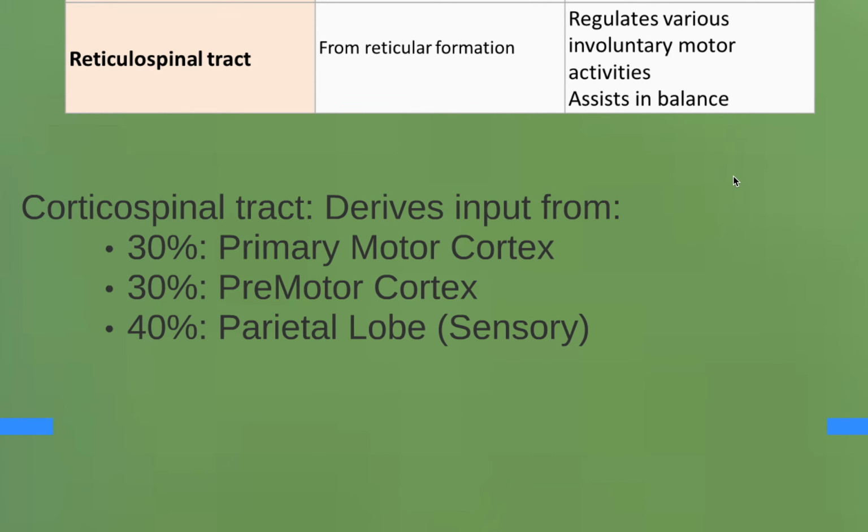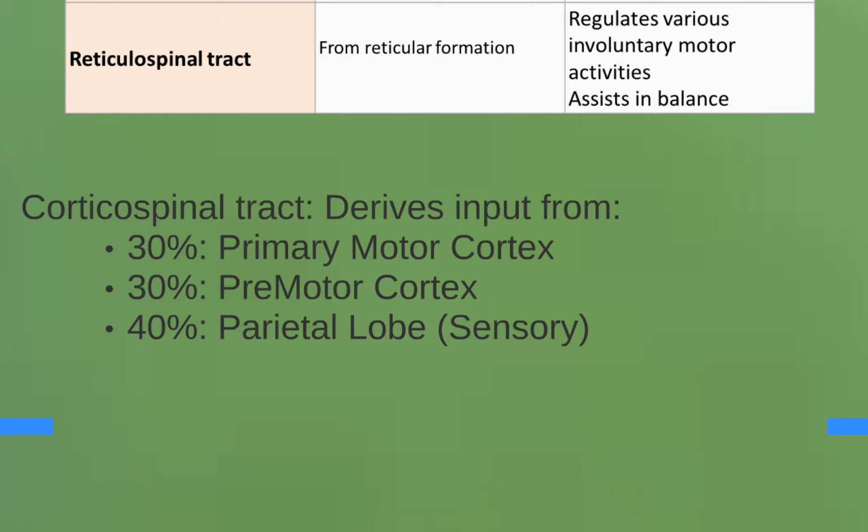Now, one very interesting component here is that corticospinal tract, which remember is the center that's involved in transmitting information from the primary motor cortex down to the muscle, down to the movement area. This corticospinal tract actually only derives 30% of its input from the primary motor cortex, with another 30% from the premotor cortex, and most notably 40% from the parietal lobe, or the sensory region.